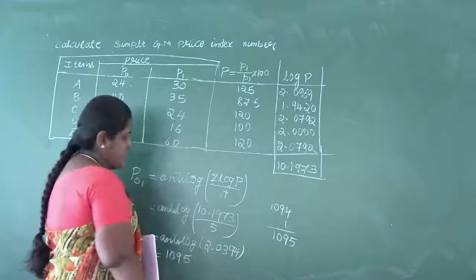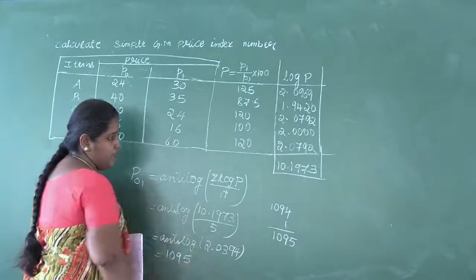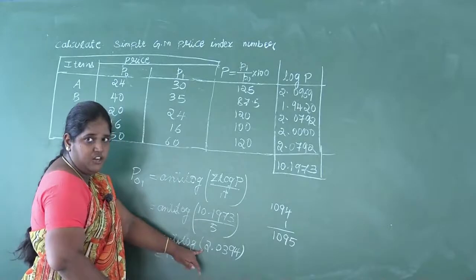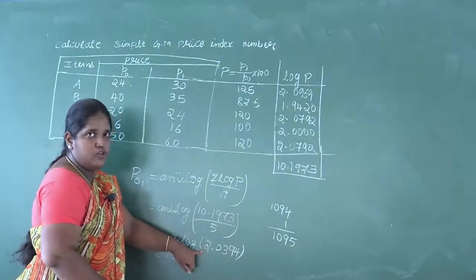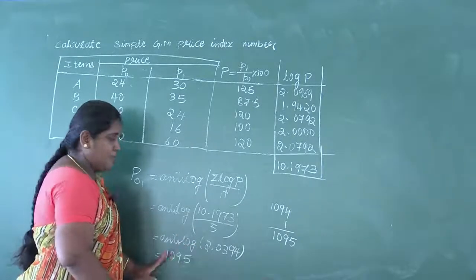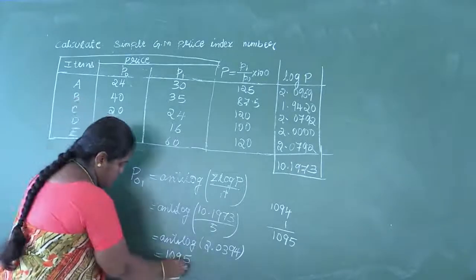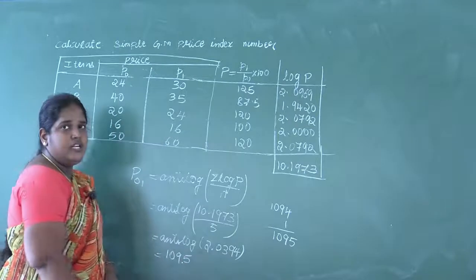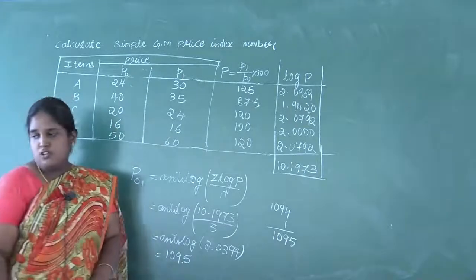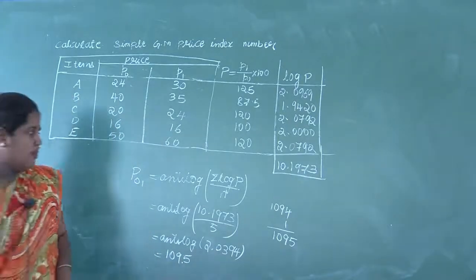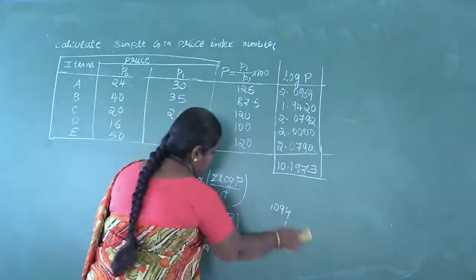To mark the decimal point, see the number before the decimal here. When we have written anti-log, we have got here 2. So 2 plus 1 will get 3. From the right hand side, after 3 digits, we are supposed to mark the decimal. So the value will be 109.5. So if they ask to do it by geometric mean, these are the steps you have to do.